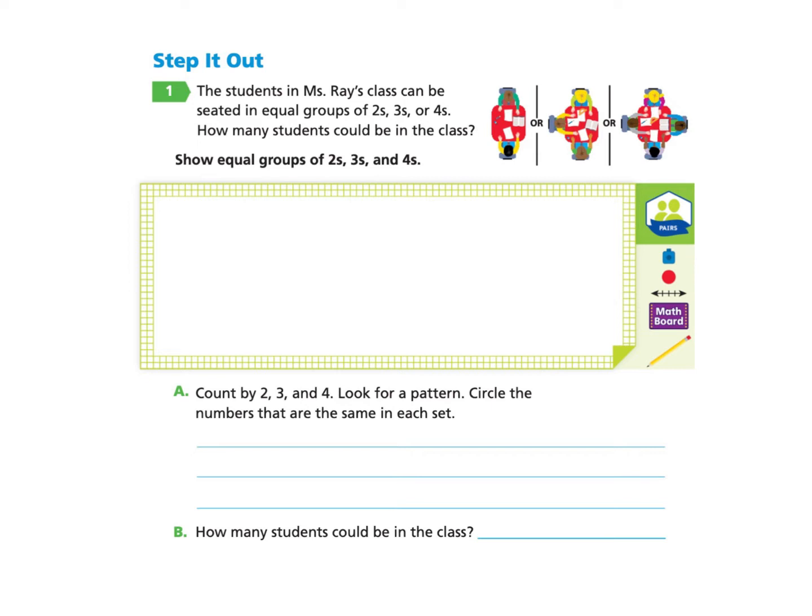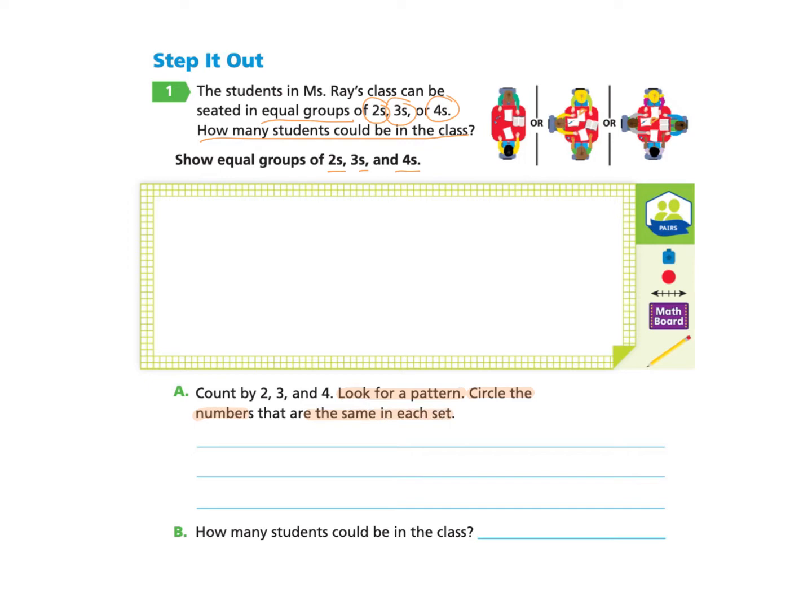We will start under Step It Out, Part 1. The students in Miss Ray's class can be seated in equal groups of 2s, 3s, or 4s. How many students could be in the class? Show equal groups of 2s, 3s, and 4s. Let's start with part A. Count by 2, 3, and 4. Look for a pattern. Circle the numbers that are the same in each set.